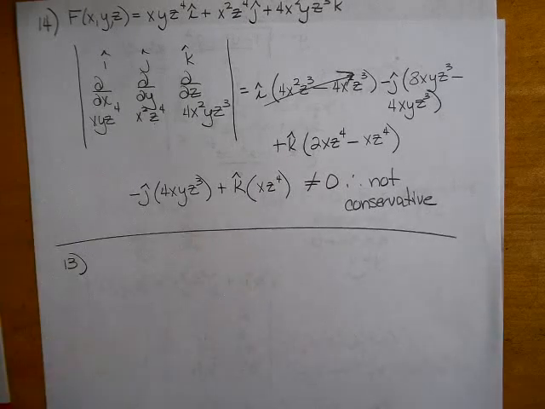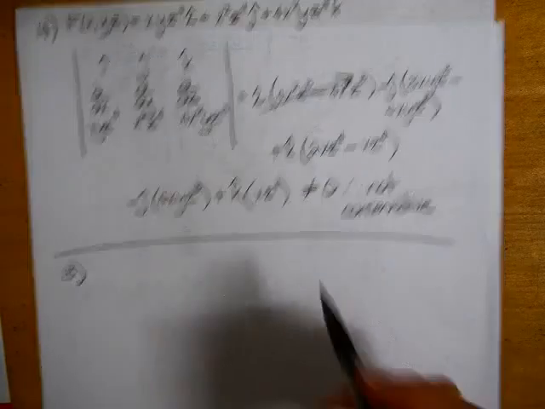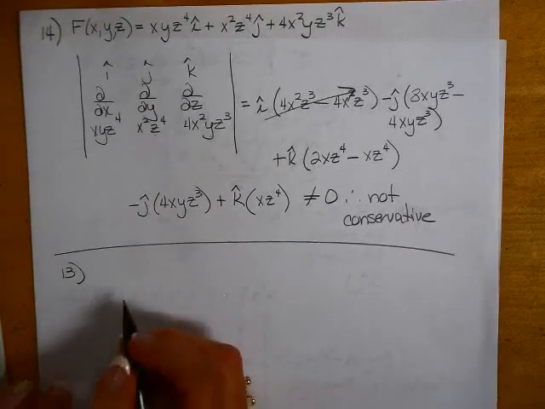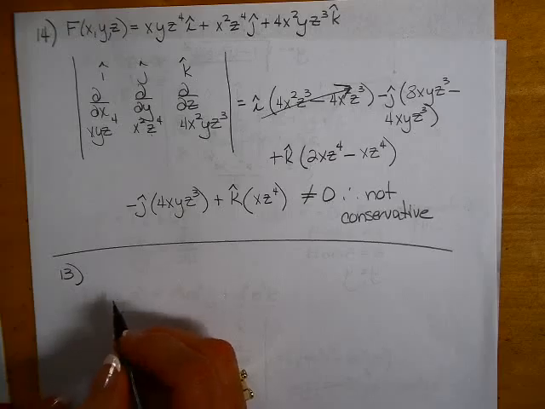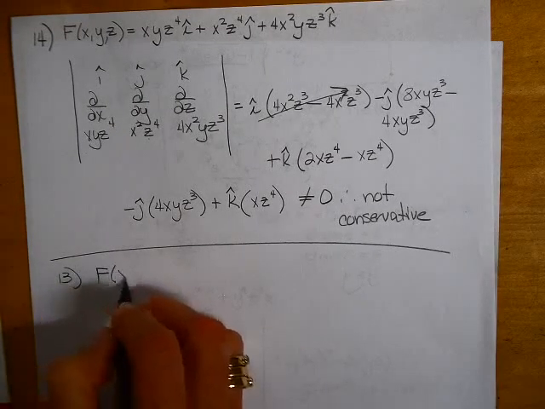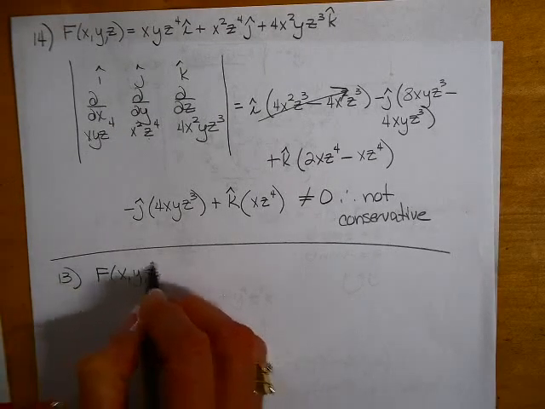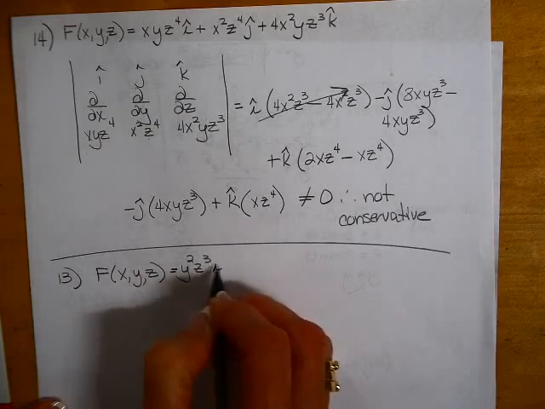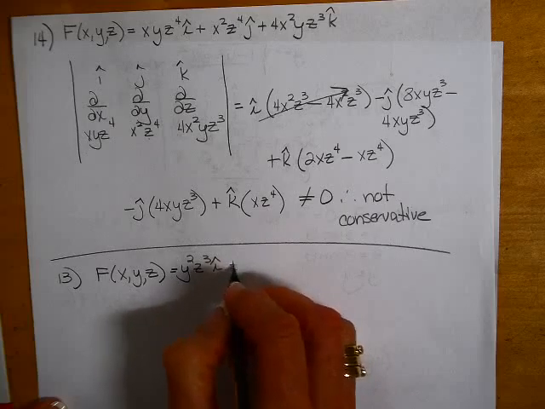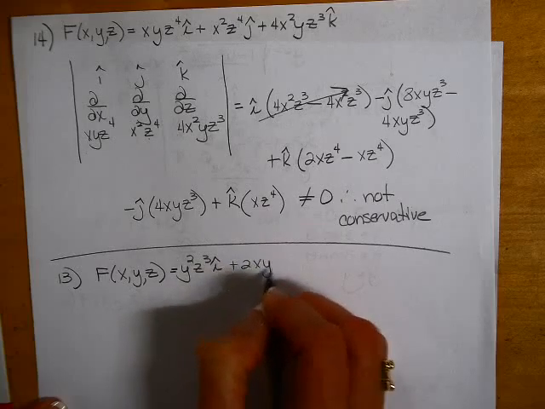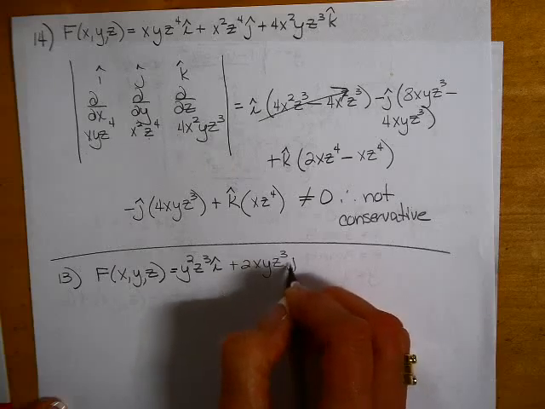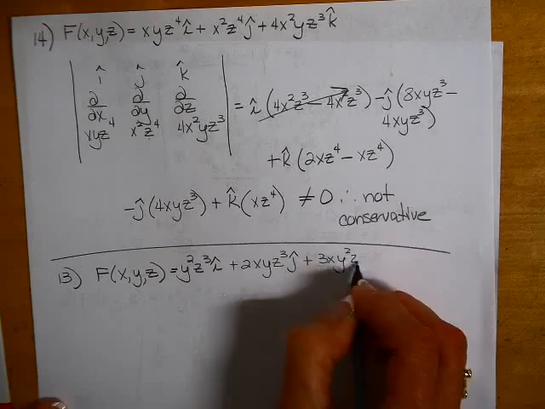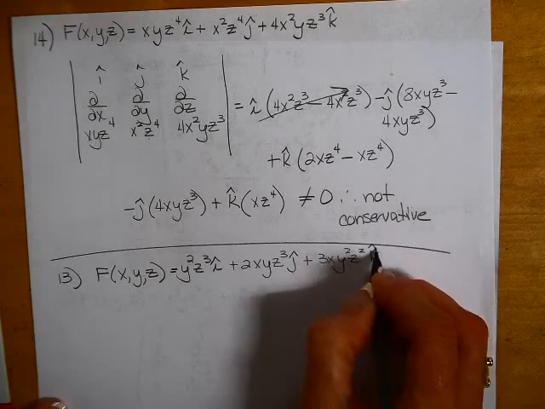All right, so it's conservative. Everybody went through the steps, and you got zeros. Okay? Everything's zeroed out. So it is conservative. So to find the potential function in number 13, here's your vector function, or your vector field. Y squared z to the third, 2xyz to the third, j, 3xy squared z squared.